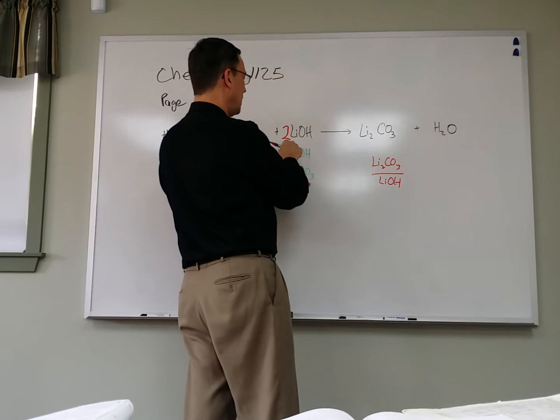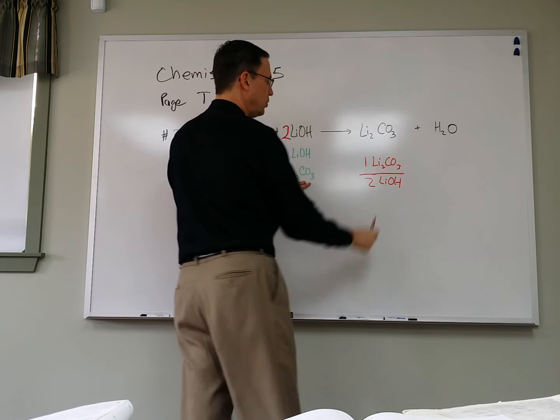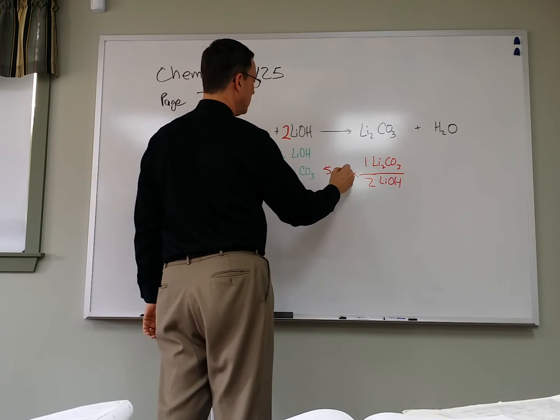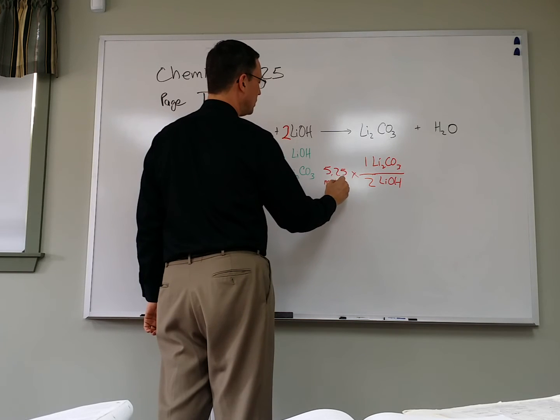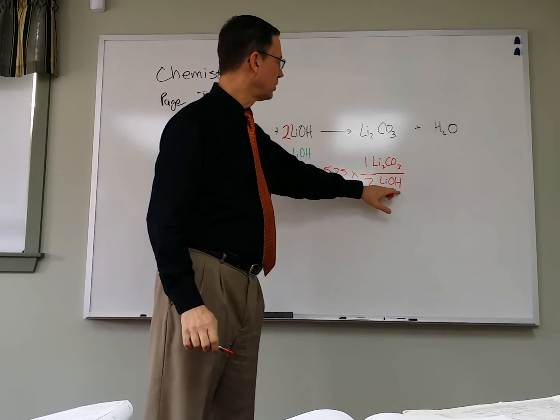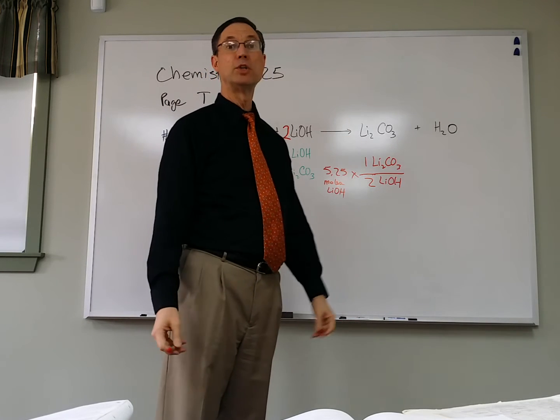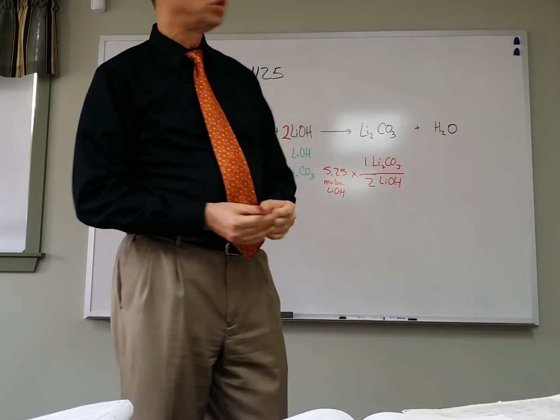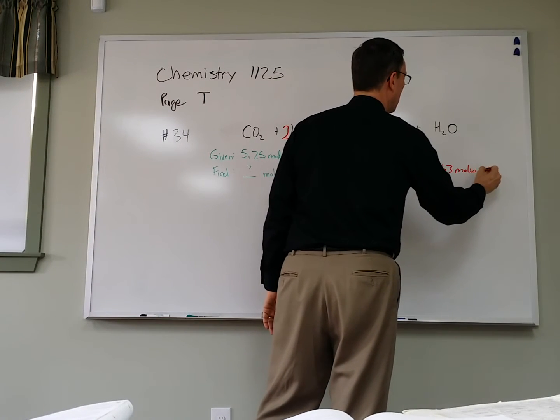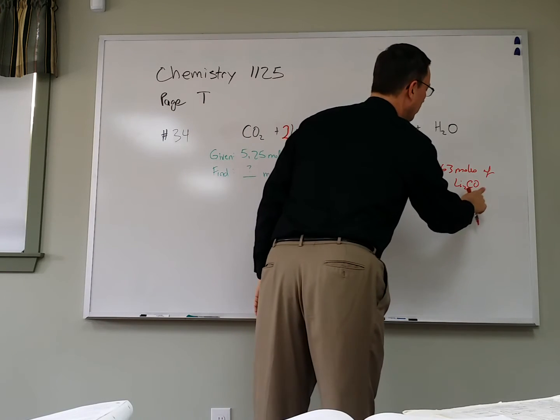Now, what were the numbers here? We have 1 for lithium carbonate, 2 for the lithium hydroxide. All right? Then, in front of it, we're going to multiply times 5.25 moles of the LiOH. All right? So this is going to cancel against this, and basically just multiply 5.25 times 1, divide by 2, all right? And then the answer comes out to be 2.63 moles of Li2CO3. Not a very good 3. All right, there we go.